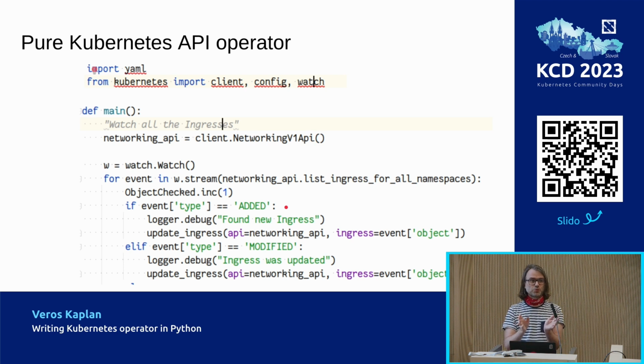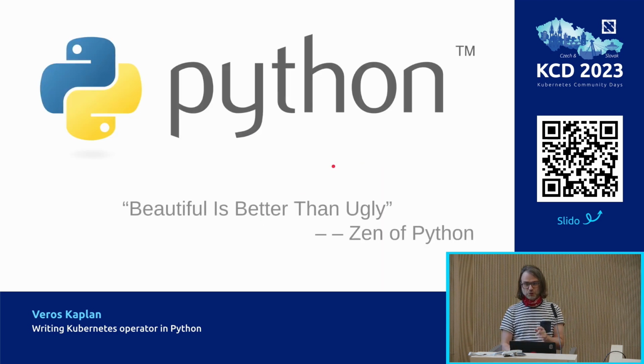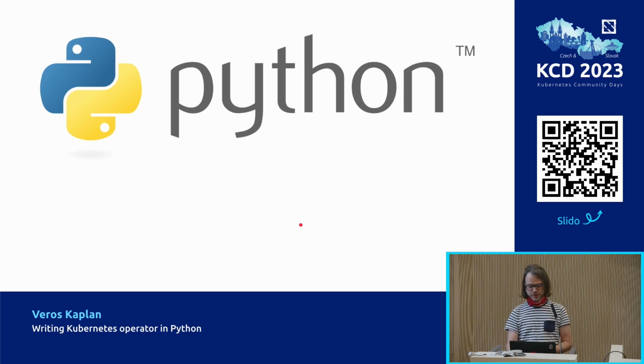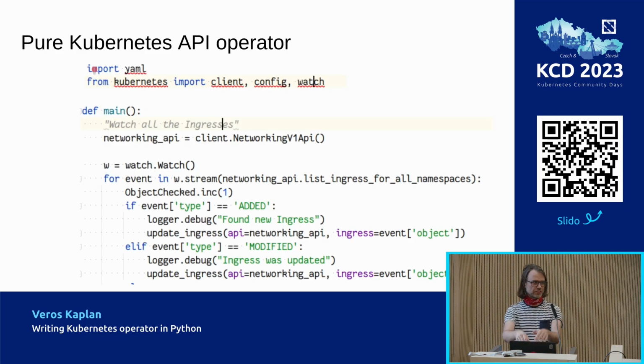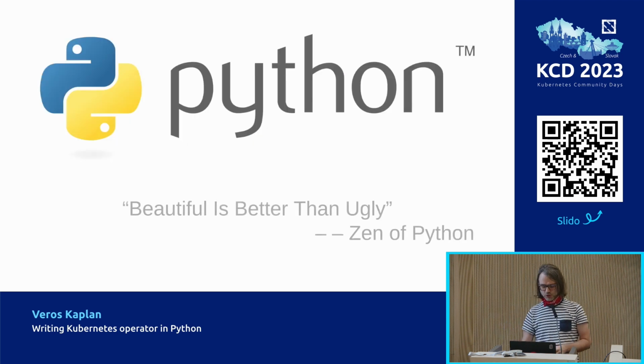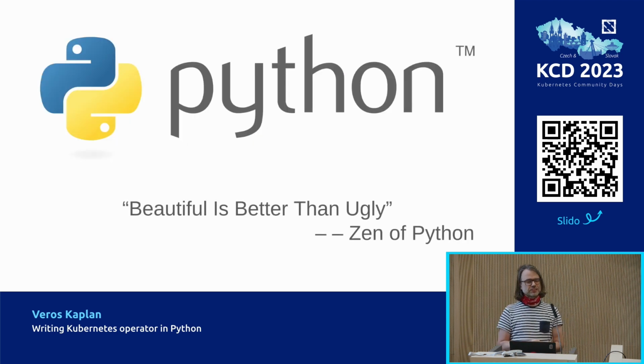Is anybody here who knows Python or who is using Python? Thank you very much. Do you know the Zen of Python? There is a Zen hidden in Python. When you ask Python, please import this, it will write the 10 commandments of Python. And one of the commandments is beautiful is better than ugly. Well, this is ugly. This looks like Go or some low-level language. So I was thinking it would be nice if there would be some more Pythonic API for operators.